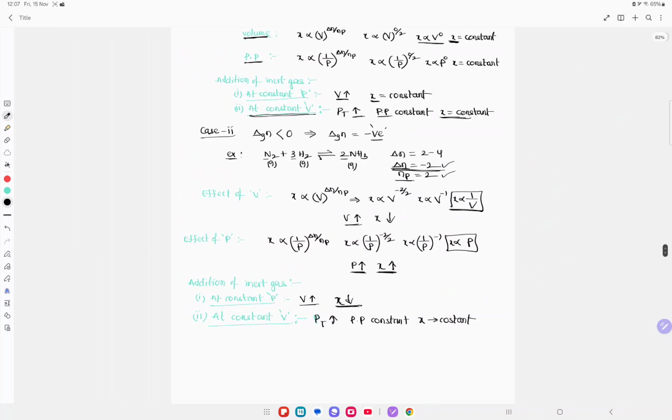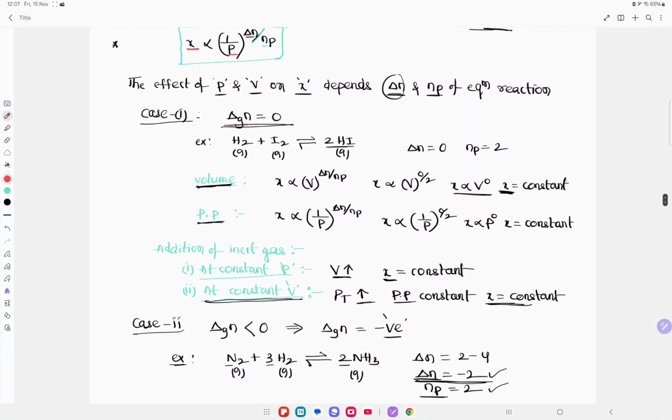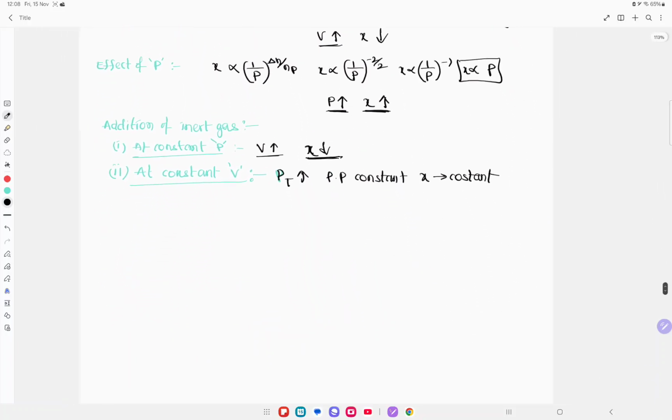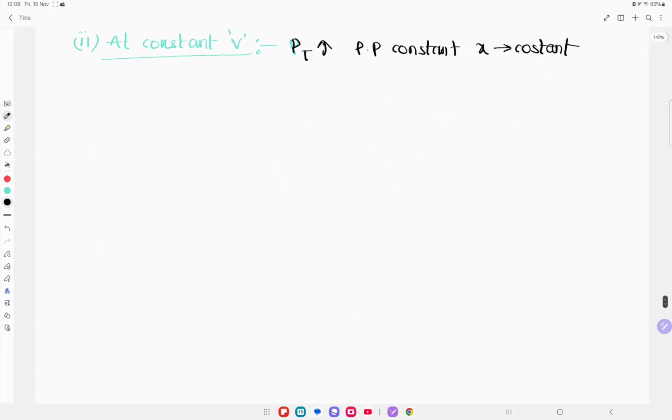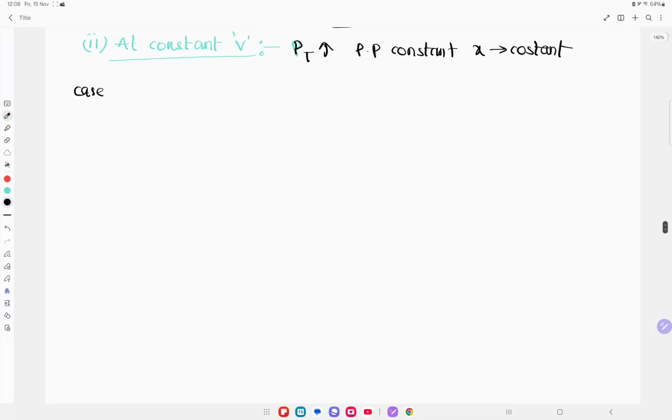Okay, here two cases are completed. What is case 1? If delta n is equal to 0. What is case 2? Case 2 is if delta n is negative. Now what is case 3? We need to consider delta n is positive. Case 3, delta n is positive, or delta n is greater than 0.